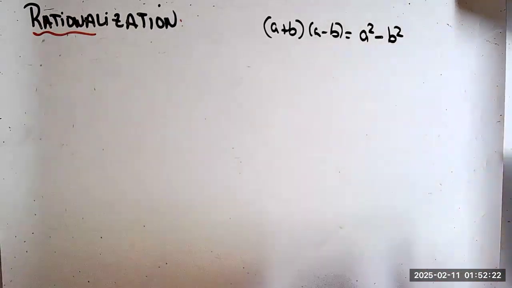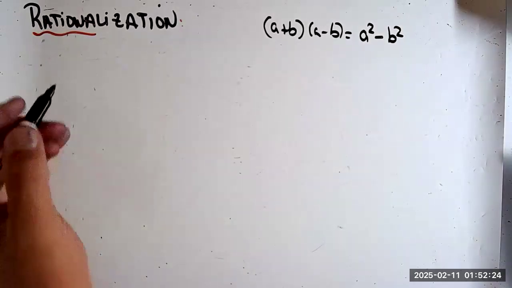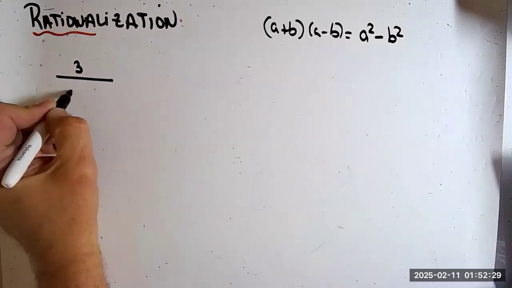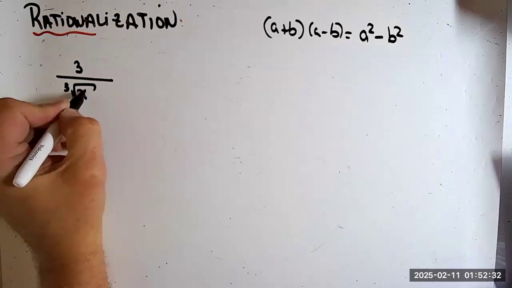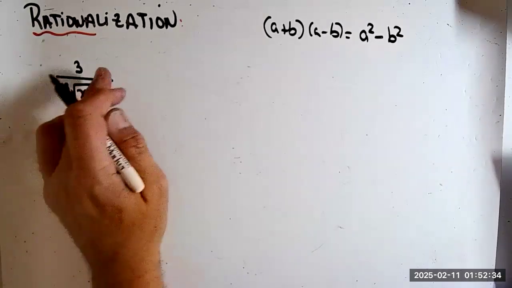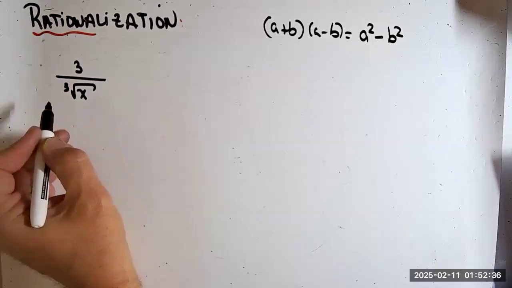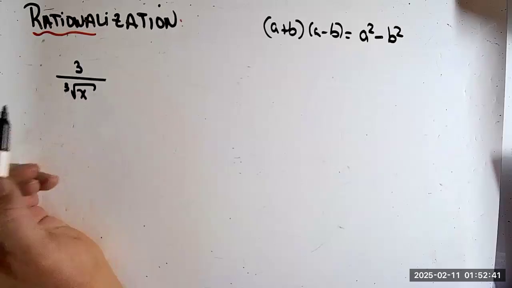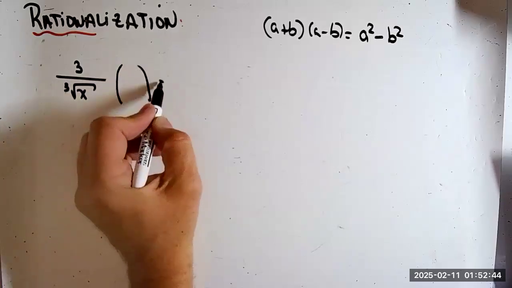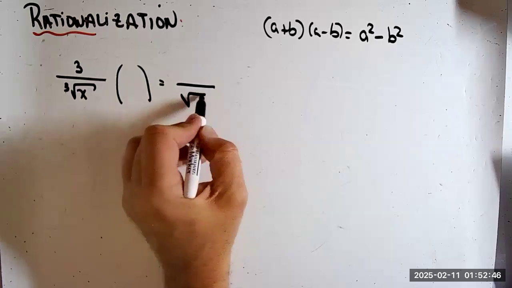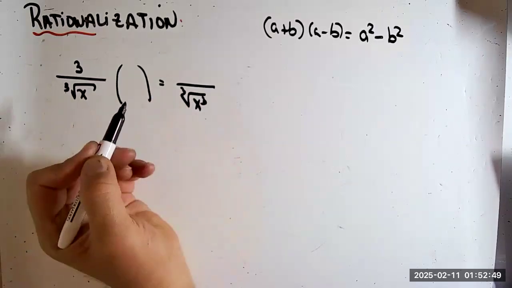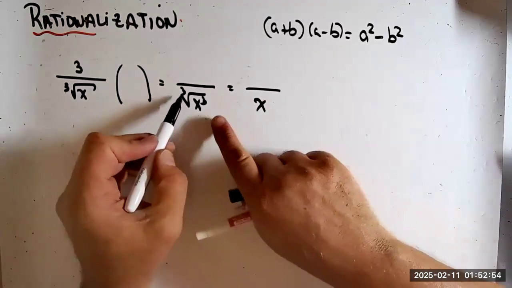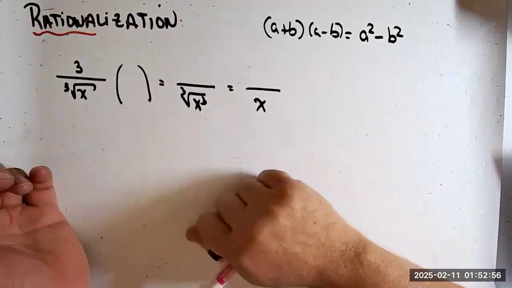Sometimes we have a different radical other than the square root. For example, if I need to rationalize the following, 3 over the cube root of x. I need to get rid of the cube root of x. So the idea is to match the index to the exponent. In other words, if I achieve the cube root of x cubed, now my denominator will be x. If I'm able to match the index to the exponent, I'm done.